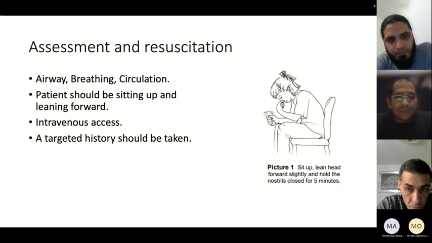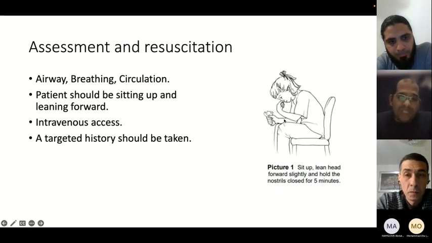So assessment includes airway, breathing, circulation, ABC, as for any patient in resuscitation. As long as the patient is stable, the patient should be sitting up and leaning forward to prevent any blood clots from falling backwards and causing airway complications, and also to know the amount of blood coming out, whether there is severe bleeding or just minimal bleeding. This is the best setting for a stable patient to know the amount of bleeding and guard against complications caused by blood clots.